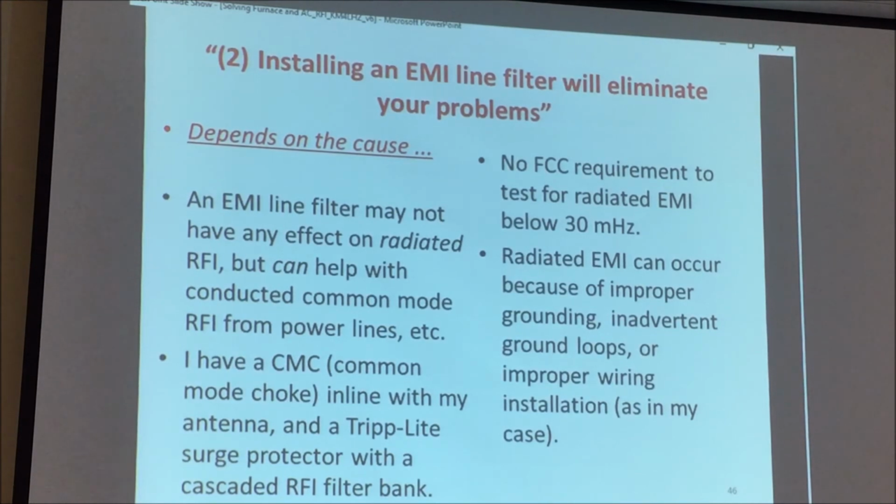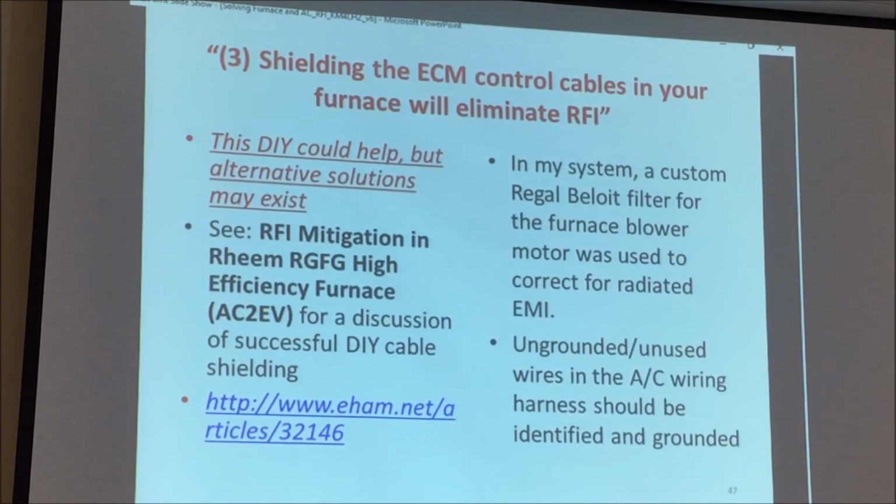I have a CMC choke on my system between the antenna and the lightning arrestor, and that seems to help. I also have a Tripp Lite surge protector, which has a cascade of filters which are supposed to reduce RFI. And I played a little bit with leaving them in and leaving them out, but since it seems to work with things in, I just leave well enough alone. And then, of course, there's no FCC requirement for radiated EMI below 30 megahertz, and I've already gone over radiated EMI.